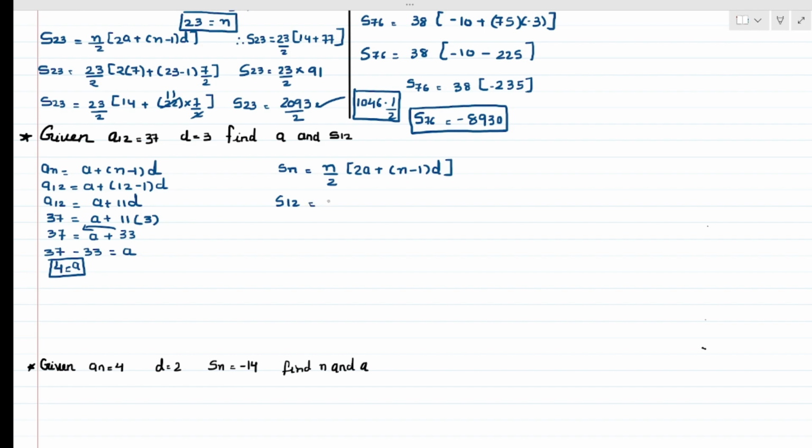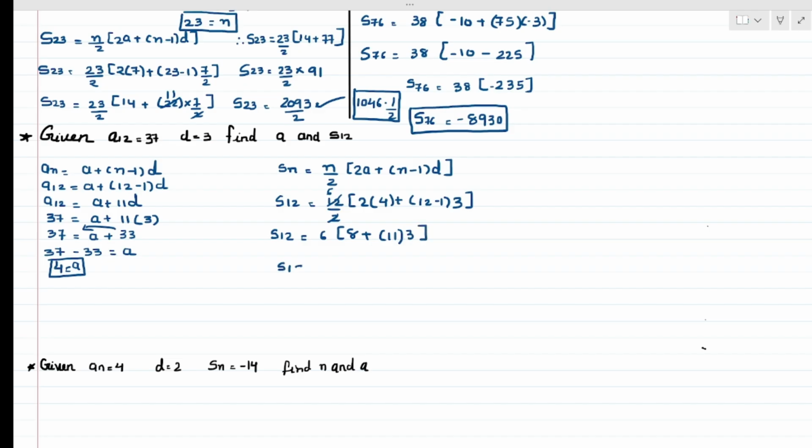Substitute. S12 is equal to 12 upon 2 times 2a. What is my a? My a I got over here is 4, plus 12 minus 1. What is my d? My d is 3, so write 3 over here. 2 sixes are 12. That means I got my answer as S12 is equal to 6 times (4 twos are 8 plus 11). 12 minus 1, that means 11 into 3.